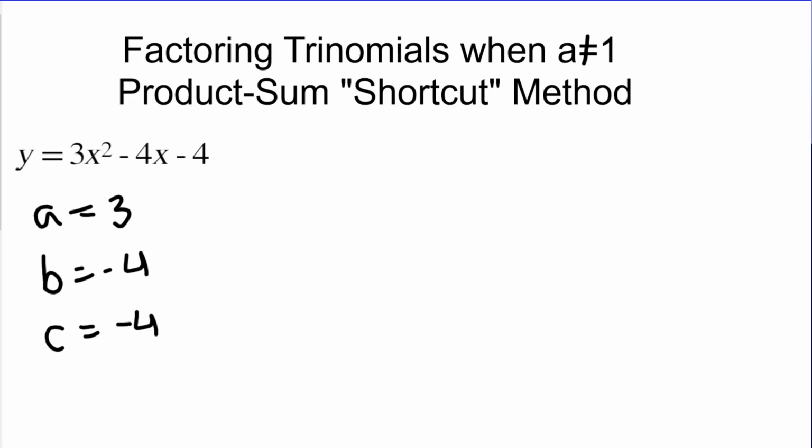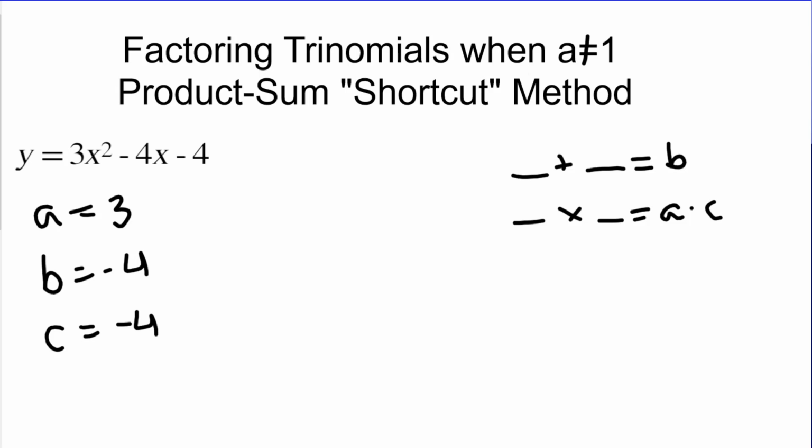And my c value is also -4. So we're going to start this off in a really similar way that we deal with when the a value is 1, and that's what we call our product sum table. We also use this method in decomposition, so you may have seen this before. We are going to ask ourselves, what are two numbers that add to our b value and simultaneously multiply to the product of a times c? Because we have that coefficient out front, we want to make sure it's included in this table.